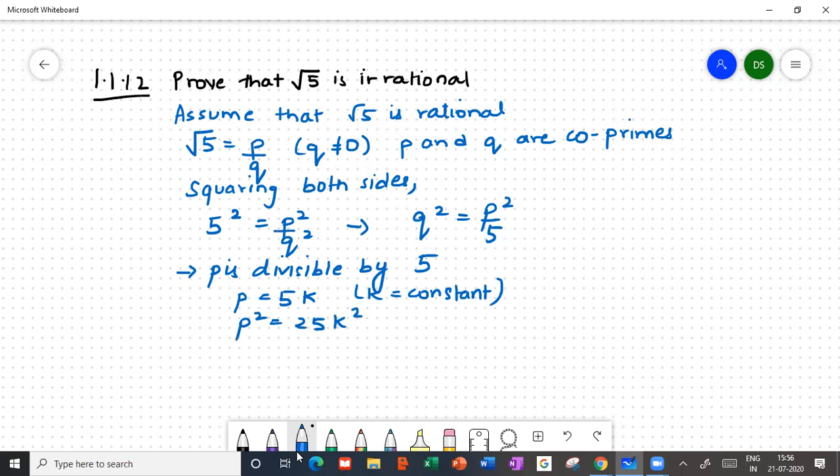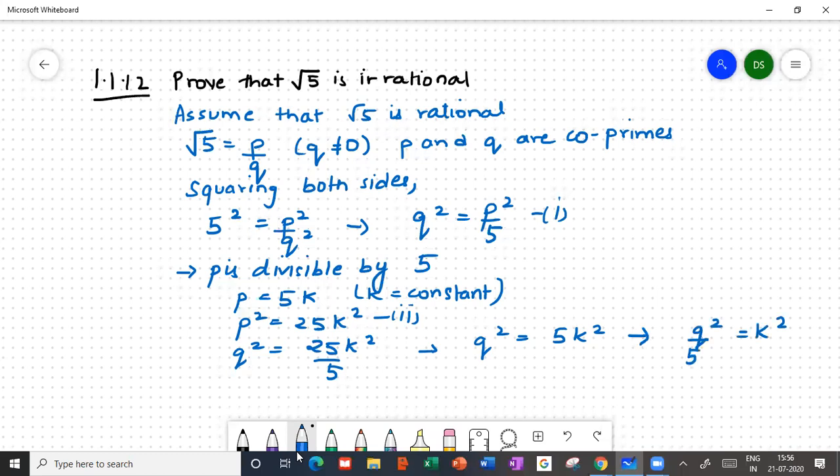Then P square is also equal to 5Q square. So I'll just substitute this back. Then Q square is equal to 25K square by 5, or Q square is equal to 5K square. From that, you can see that Q is divisible by 5. Awesome. And hence, they're not coprime. Good job.